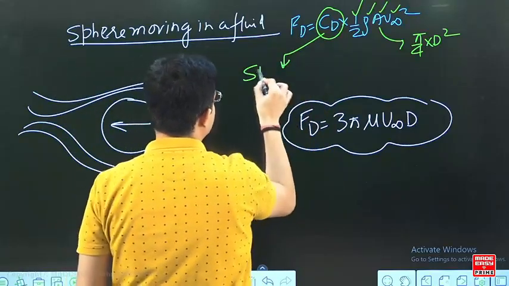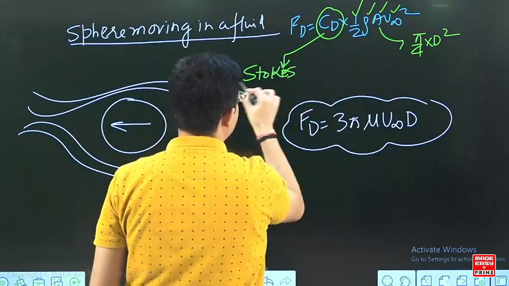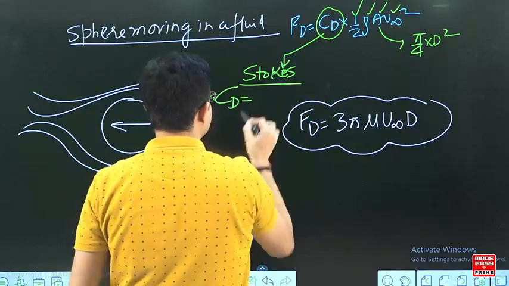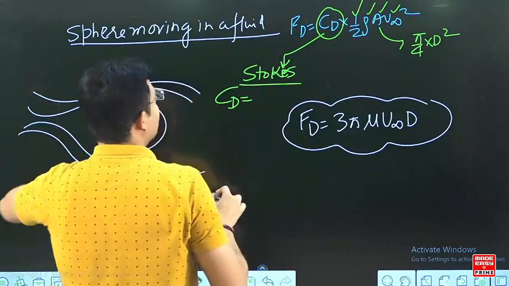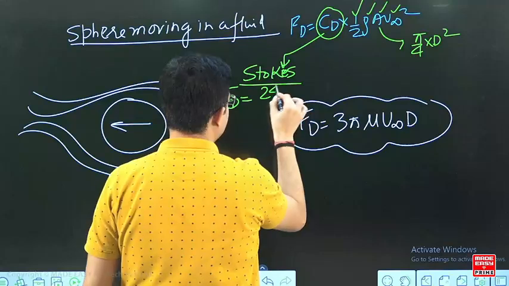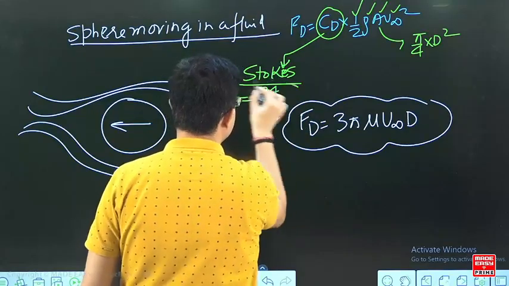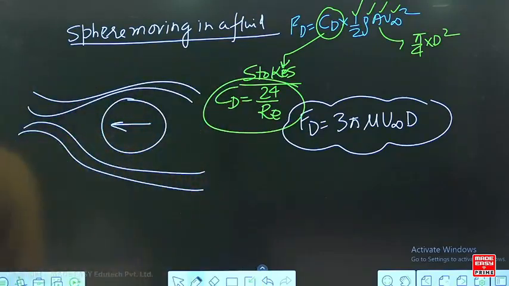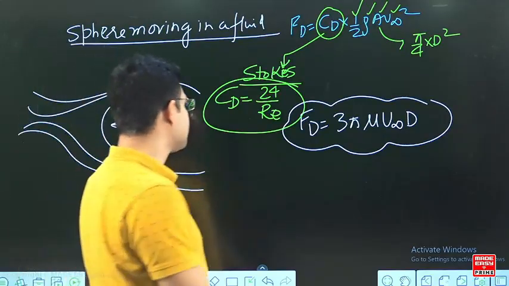My dear students, the CD for a sphere moving in a fluid was given by a very famous scientist with the name Stokes, and from his experiments he gave the value of CD of a sphere moving in a fluid as 24 by Reynolds number. Very famous formula. 24 by Reynolds number.